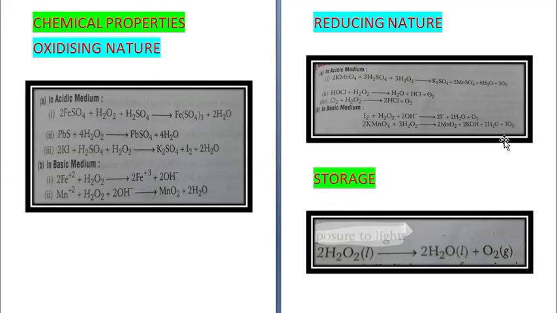Now we come to storage. Hydrogen peroxide decomposes slowly on exposure to light. 2H2O2, if it comes in presence of light, it gets converted into 2H2O plus O2. In presence of metal surface or traces of alkali, the rate of reaction is increased. Therefore, it is stored in wax-lined glass or plastic vessels in dark. Urea can be added as a stabilizer. It is kept away from dust because it can cause explosive decomposition of the compound. So storage has to be done carefully.